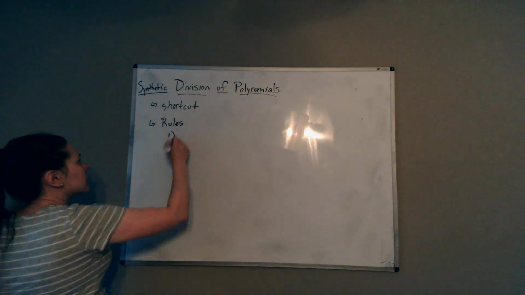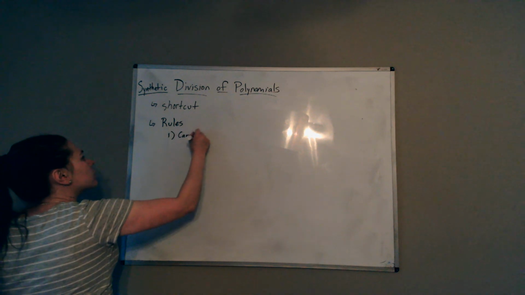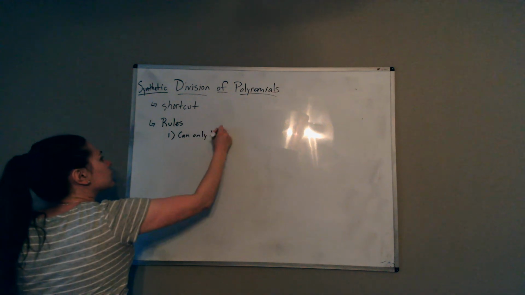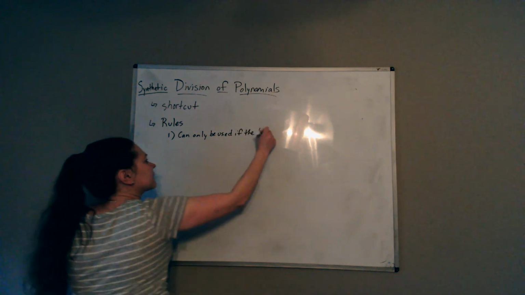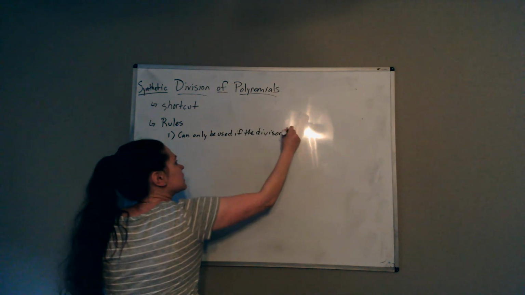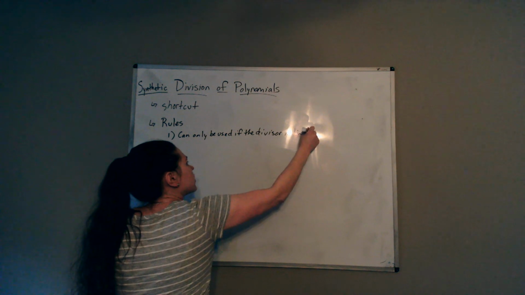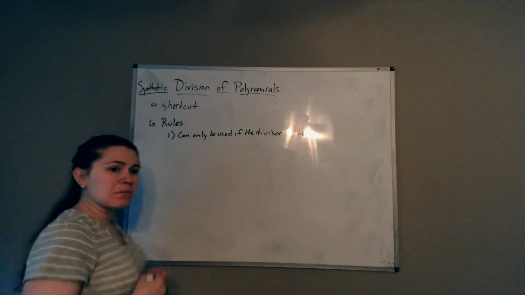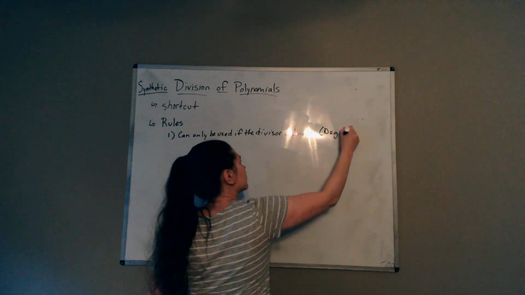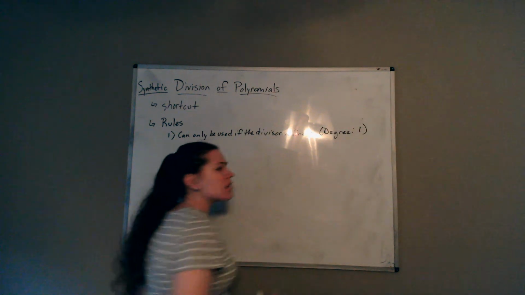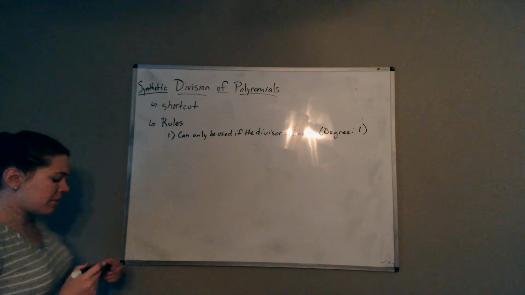Rule number 1, it can only be used if the divisor is linear. So if your divisor is not linear, meaning degree 1, if your divisor is not of degree 1, you cannot use synthetic division.